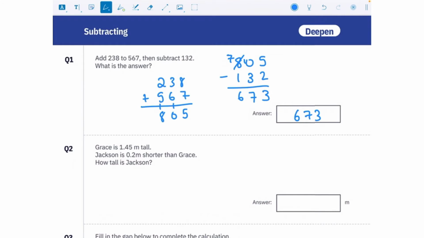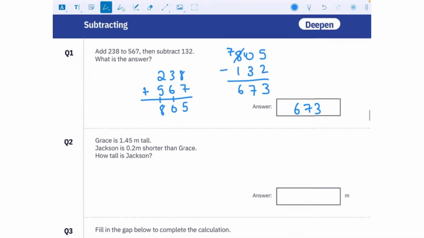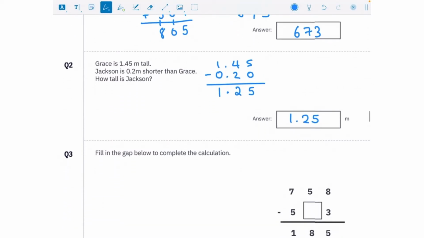Question number 2. Grace is 1.45 metres tall. Jackson is 0.2 metres shorter, so that's smaller, so we're going to take that away. 1.45, take away 0.2. Now, really important that we're lining up those decimal points, and I'm going to put a 0 in here just so we can see we're doing 5 take away 0, which is 5. 4 take away 2, which is 2, and putting that decimal point there, 1 take away 0 is 1, so 1.25 metres.